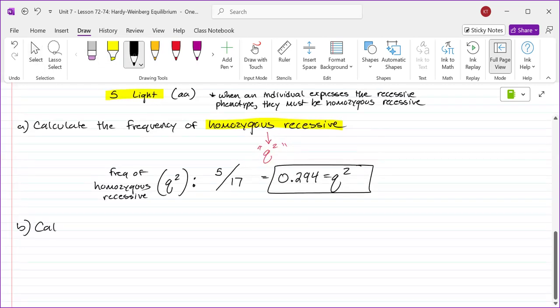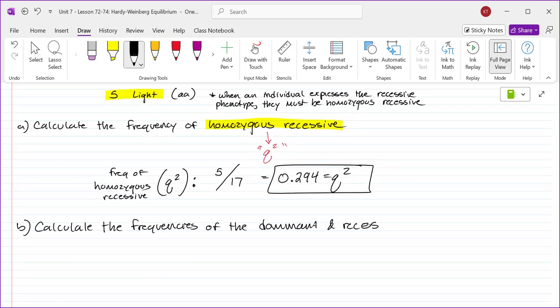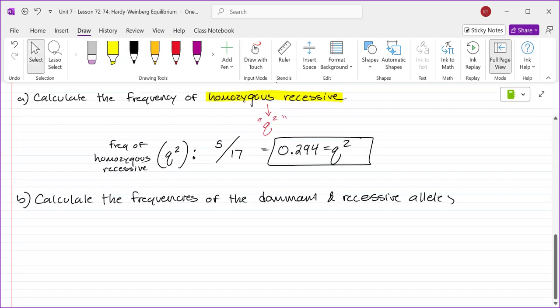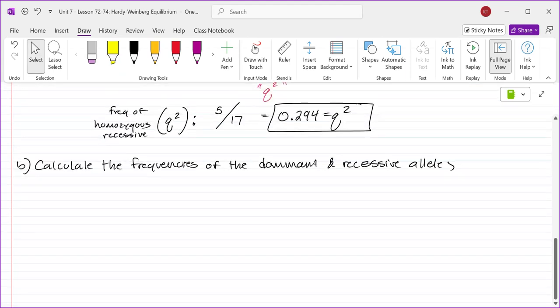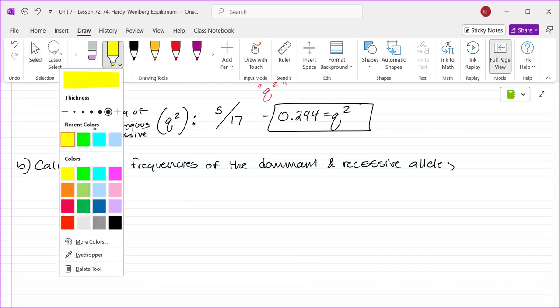I now would like you to calculate the frequencies of the dominant and recessive alleles. I'm going to help you out with this first example. Then when we get to examples 2, 3, and 4, then I'll let you start to work on your own. So I want to find the frequencies of the dominant allele and the recessive allele.